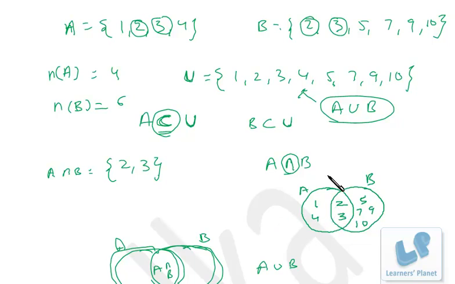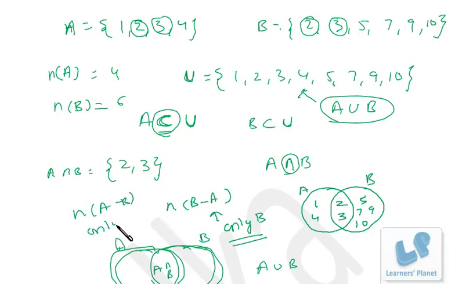three questions can be answered. How many elements will be there in A intersection B? That's 2 elements. How many elements are there in only B? That's B minus A, that's actually only B. So only B is 4 elements. Then n of A minus B, that's only A. Only A are 2 elements. In A there are 4 elements, but only A means the portion that is not in B, that means this portion.